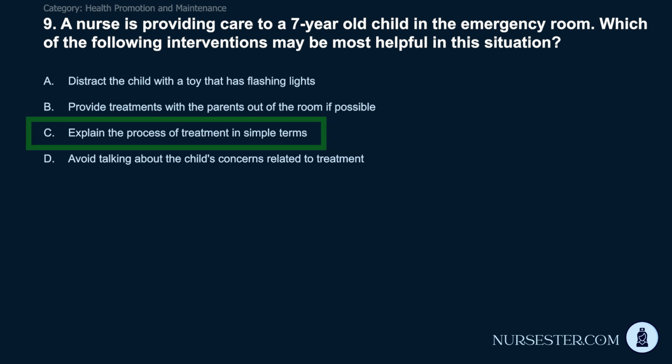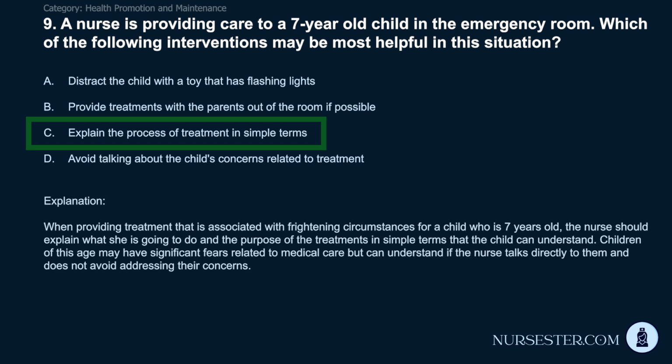Correct answer: C. Explain the process of treatment in simple terms. When providing treatment that is associated with frightening circumstances for a child who is 7 years old, the nurse should explain what she is going to do and the purpose of the treatments in simple terms that the child can understand. Children of this age may have significant fears related to medical care but can understand if the nurse talks directly to them and does not avoid addressing their concerns.